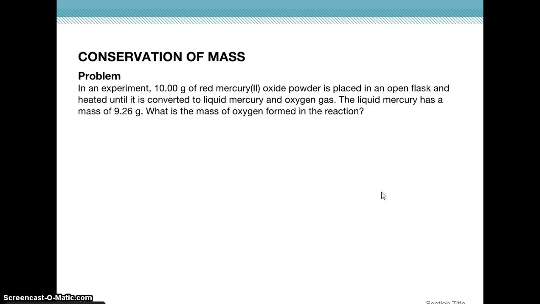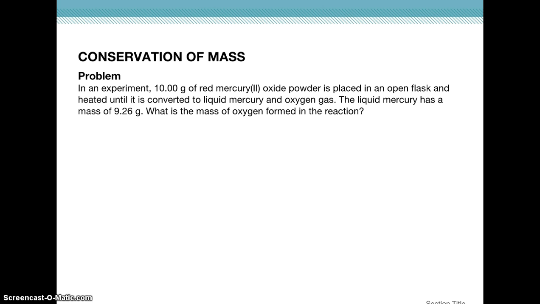And in an example, it says an experiment, we have 10 grams of red mercury(II) oxide powder. It's placed in an open flask and heated until it is converted to liquid mercury and oxygen gas. The liquid mercury has a mass of 9.26 grams. What is the mass of oxygen formed in the reaction?